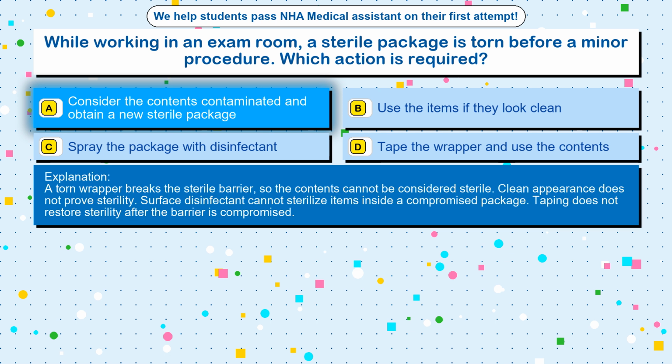A torn wrapper breaks the sterile barrier, so the contents cannot be considered sterile. Clean appearance does not prove sterility. Surface disinfectant cannot sterilize items inside a compromised package. Taping does not restore sterility after the barrier is compromised.